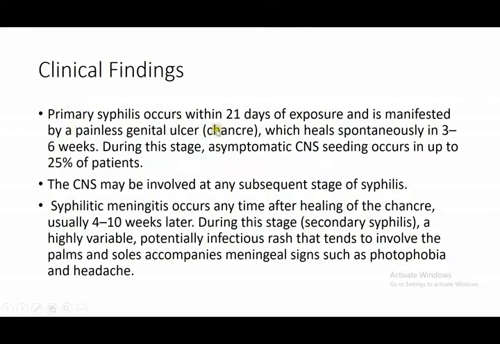Primary syphilis occurs within 21 days of exposure and is manifested by a painless genital ulcer, the chancre, which can heal spontaneously in 3 to 6 weeks even without any drug therapy. During this stage, asymptomatic CNS seeding may occur in 25% of patients. But if you identify primary syphilis and treat patients with antibiotics, the chances of asymptomatic CNS seeding decrease remarkably. The CNS may be involved at any subsequent stage of syphilis as well.